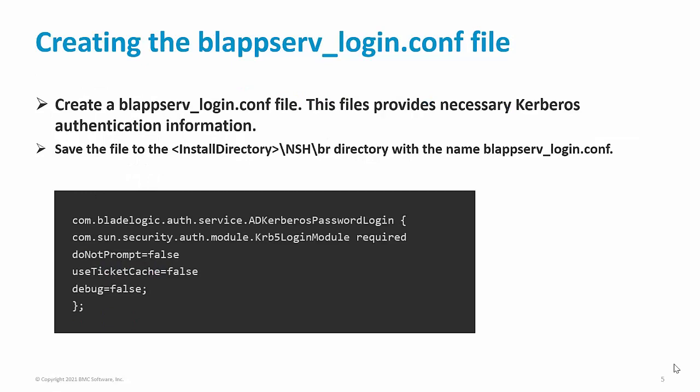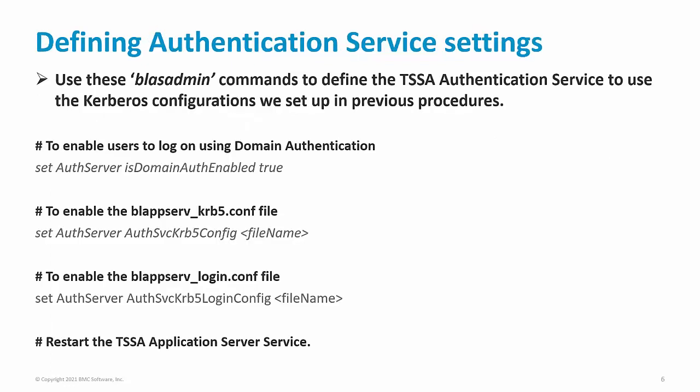Then we need to create a blappserve_logging.conf file. This file provides the necessary Kerberos authentication information to TSSA. Create a file with the content specified on the screen and store this file inside the NSH BR directory with the name blappserve_logging.conf. Use these blasadmin settings to define the TSSA authentication service to use the Kerberos configurations we set up in the previous procedure.